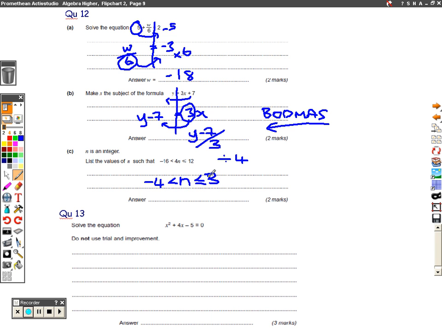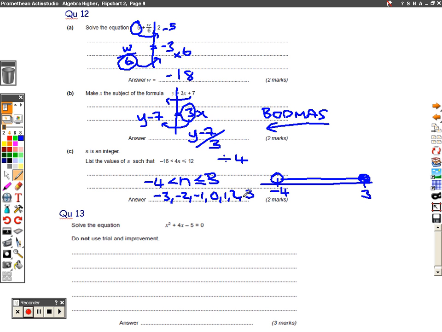Now, if you were to plot that on a number line, you would have minus 4 and 3. Because there's no equal sign, you can't land on minus 4. Because there is an equal sign, you can land on 3. So it can't be minus 4. Could be minus 3, minus 2, minus 1, 0, 1, 2, and 3. Those are your integer values that n could be.